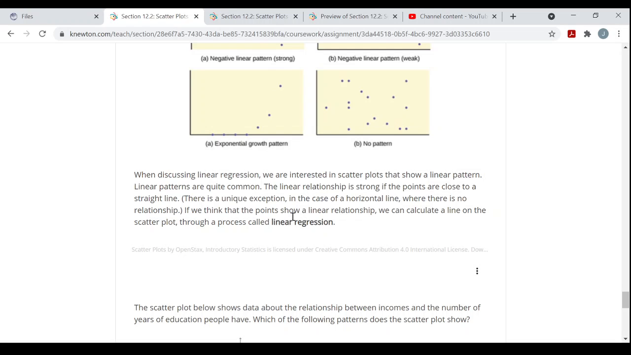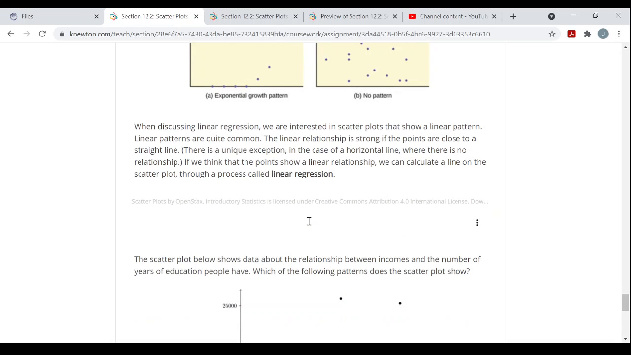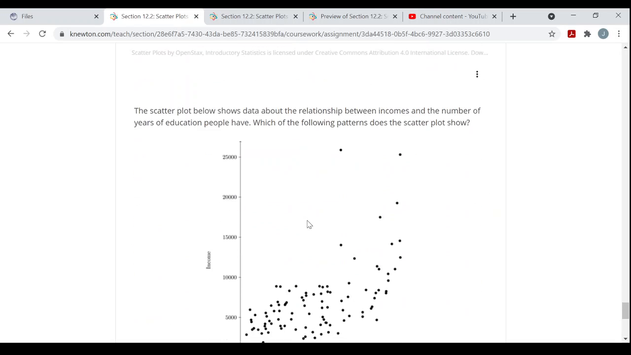If we think that the points show a linear relationship, we can calculate a line on the scatter plot through a process called linear regression. All right, and we'll get into this in more videos in the future. So they give you some examples down here.